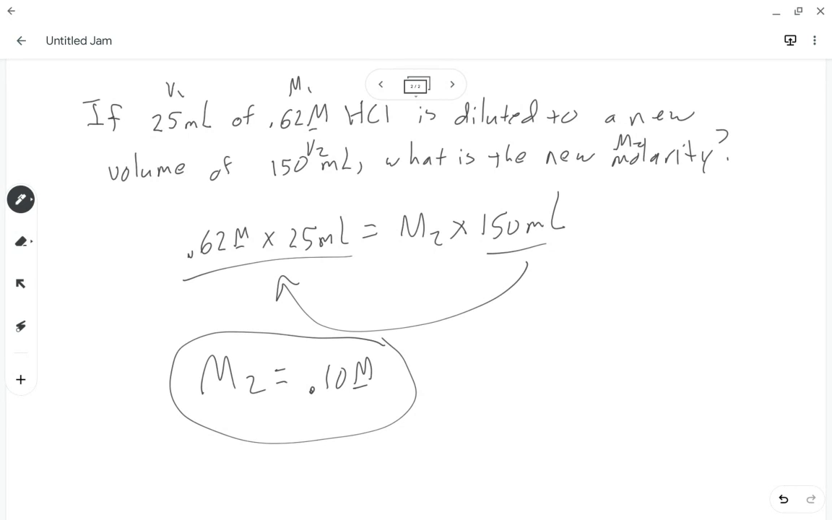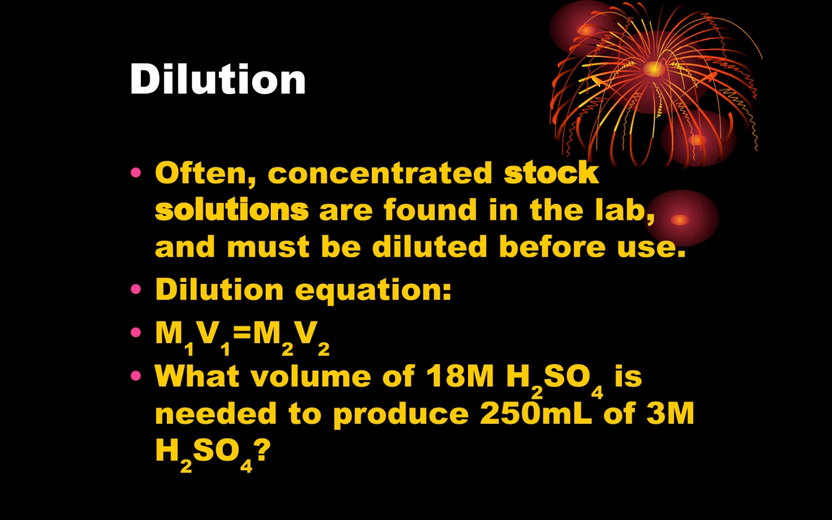So you'll notice that as we add water, the molarity went down. It started at 0.62, now it's down to 0.1. So that's how the dilution equation works. I'm going to give you a couple of dilution problems to try in today's assignment. But we've got a few more things to look at.